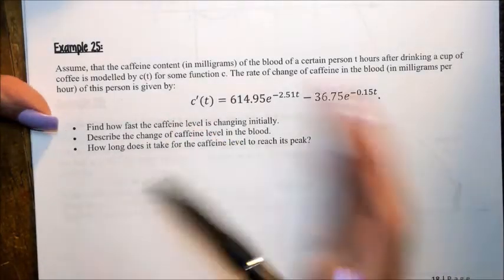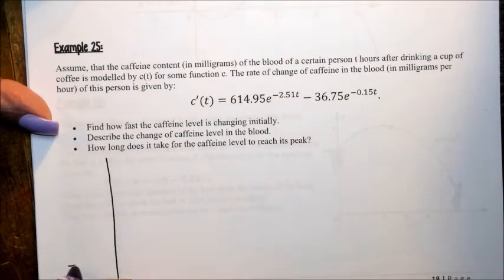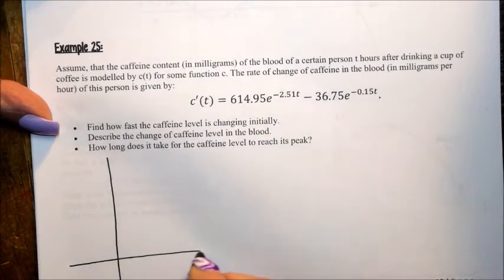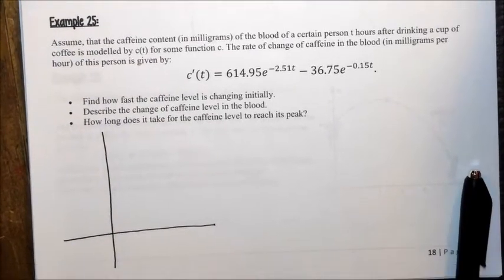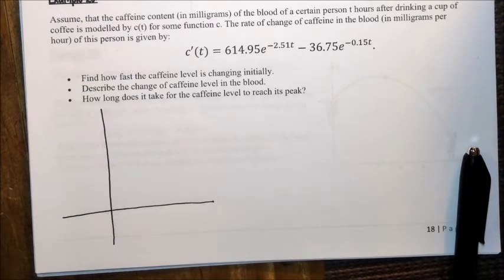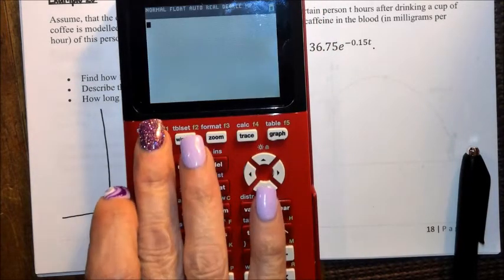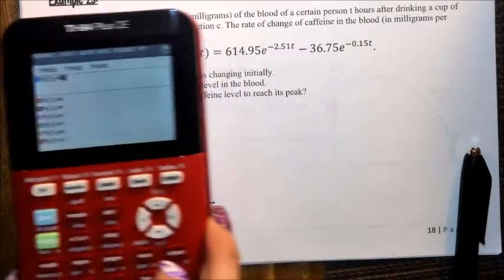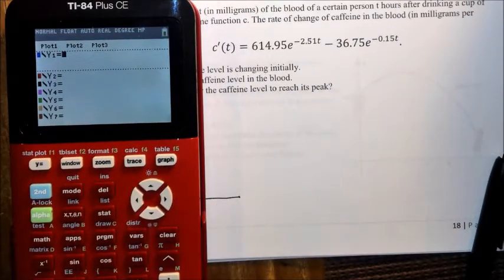Okay. First thing I'm going to do is sketch a graph. I have no idea what this is going to look like, with all the E's and everything. So I'm going to have to go to my calculator and sketch the graph of this. It's probably going to take me a minute to put it in my calculator. While you put it in, I'm going to put it in too.